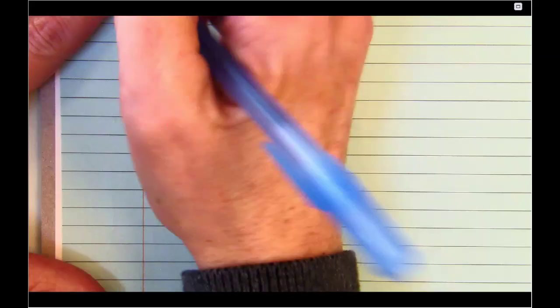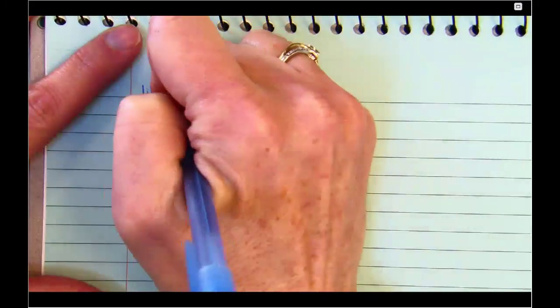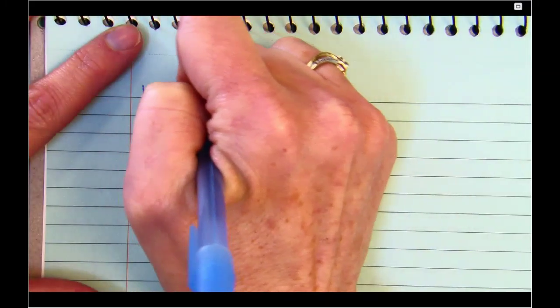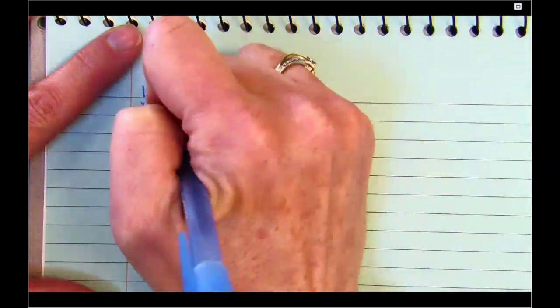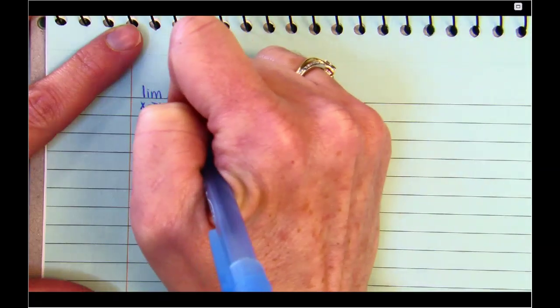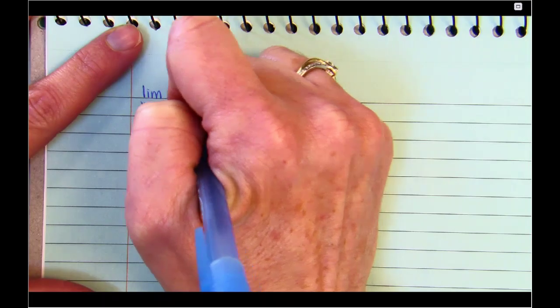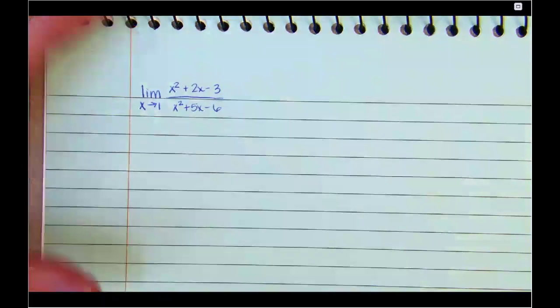Now, let's go back to ones that we would have done in chapter 1. So all the way back to chapter 1. Let's say we have x squared plus 2x minus 3 over x squared plus 5x minus 6.